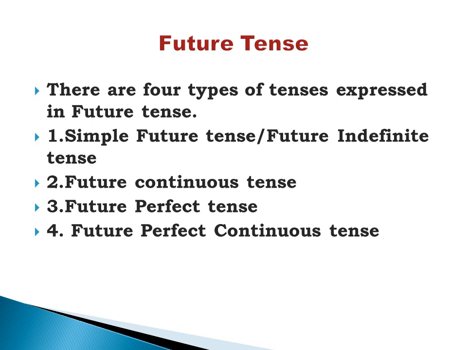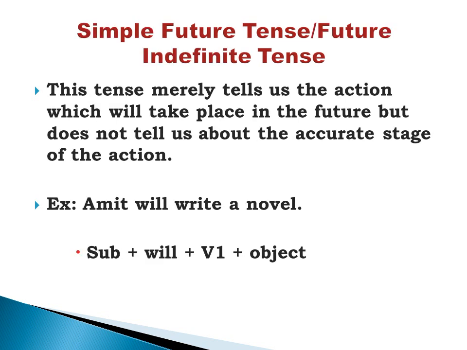Future tense. There are 4 types of tenses expressed in future tense. Simple future tense, future indefinite tense, future continuous tense, future perfect tense, and future perfect continuous tense. Simple future tense or future indefinite tense. This tense merely tells us the action which will take place in the future but does not tell us about the accurate stage of the action. Amit will write a novel, but what will be the stage of his action will not be known.